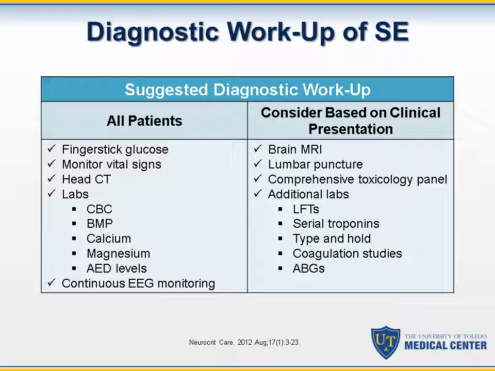Some other workup that you may consider based on clinical presentation includes a brain MRI, a lumbar puncture if you are considering it to be infectious, a comprehensive toxicology panel focusing on toxins or medications that may cause seizures such as TCAs, cocaine, and alcohol. And additional labs you also may consider include LFTs, serial troponins, type and hold, coagulation studies, and arterial blood gases.